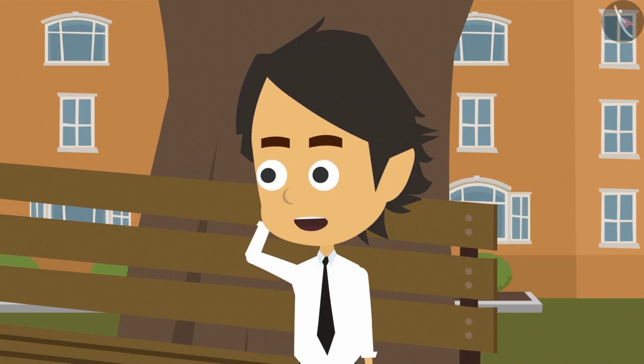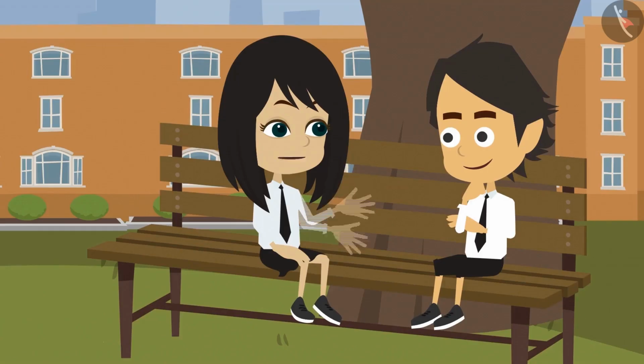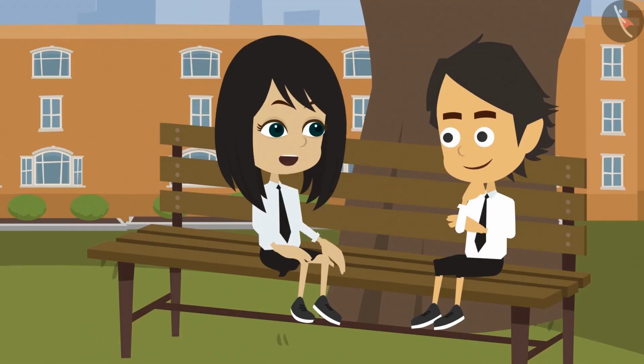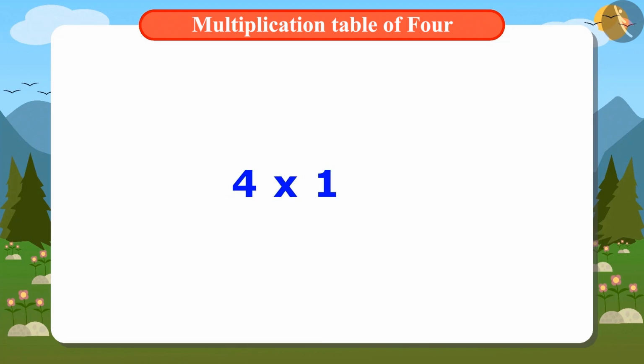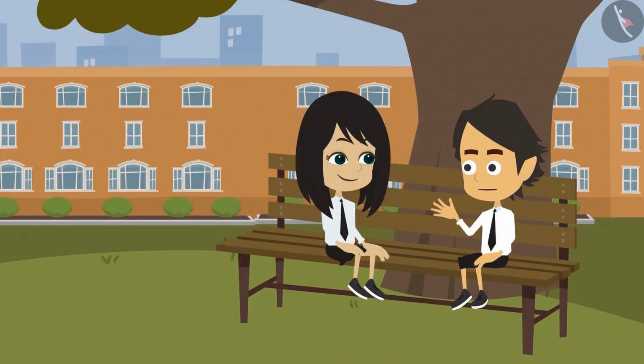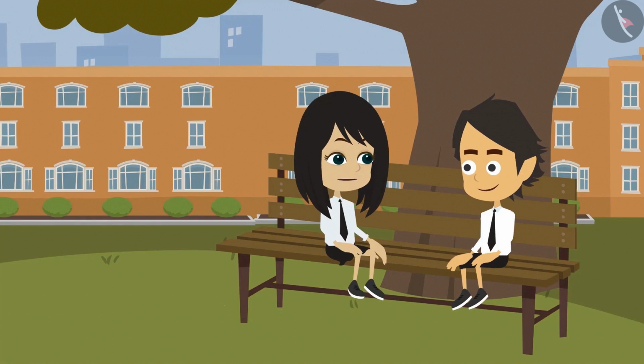I don't understand. Look, to know the first number in multiplication table of 4, we will multiply 4 by 1. For that, we have to add 4 only once. The answer will be 4. If we add any number once, we get the same number. Yes, that's why 2 ones are 2 and 3 ones are 3.